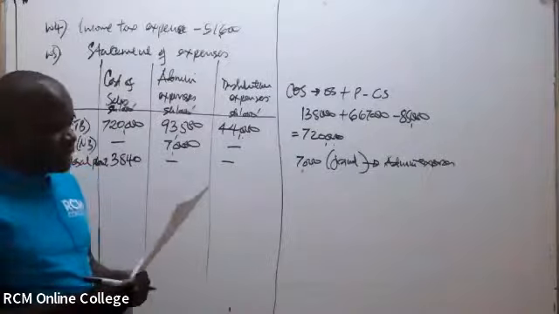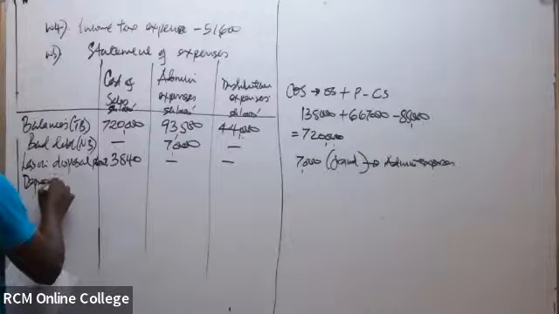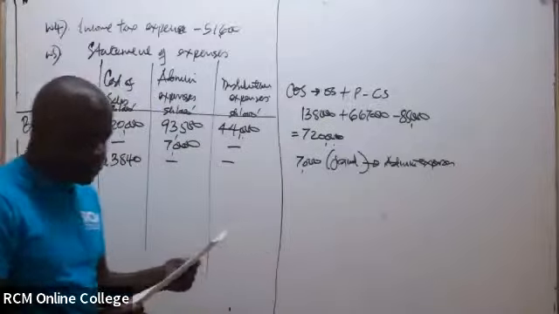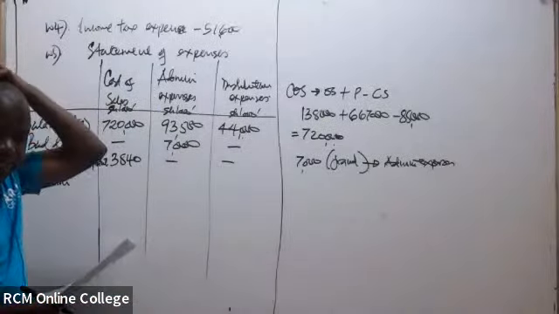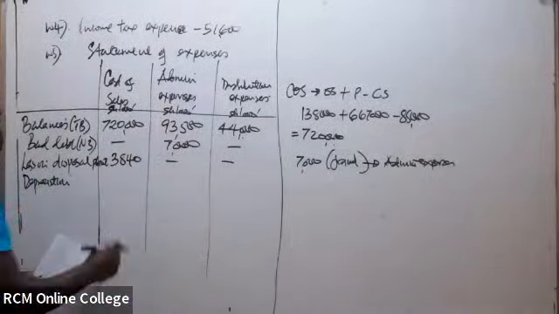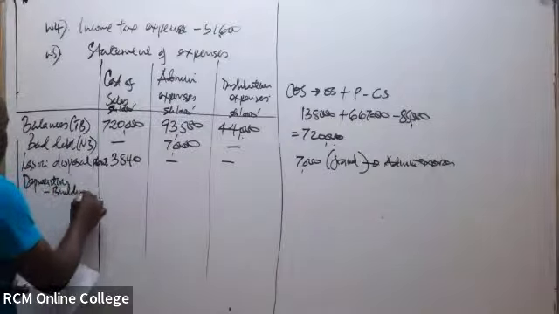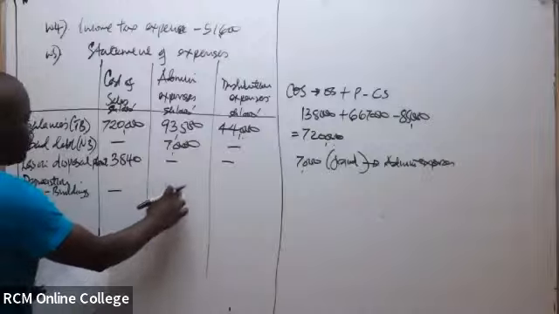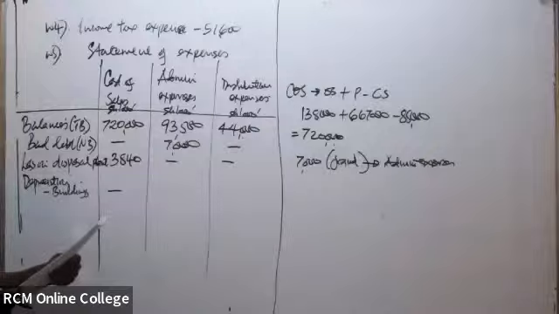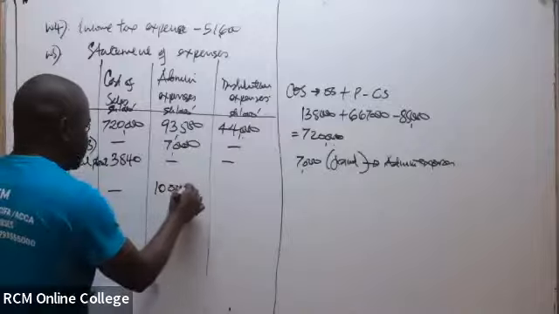Then, of course, you have depreciation. Depreciation for buildings, you are told it will go under admin. So we can start with the buildings. What did we get as depreciation for buildings? As per additional information number 2, we are told that one you allocate to administration. It was 10 million.